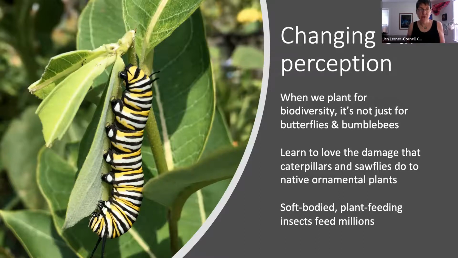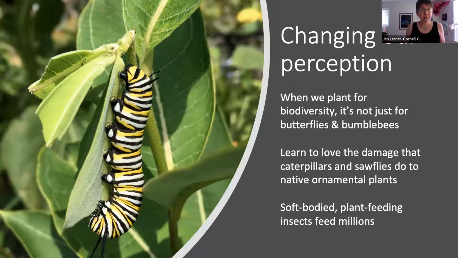So caterpillars, sawflies, aphids are all going to find those native ornamentals tasty too. Those soft-bodied insects, as Ryan said, you could think of them as the French fries of the insect world. They're really easy to eat. They don't fight back. Those caterpillars, sawflies, aphids are tender morsels that other insects and animals can eat. And they feed millions. So our use of pesticides in the landscape can, in fact, affect the population of those soft-bodied insects, and you can imagine that ripple effect outward.